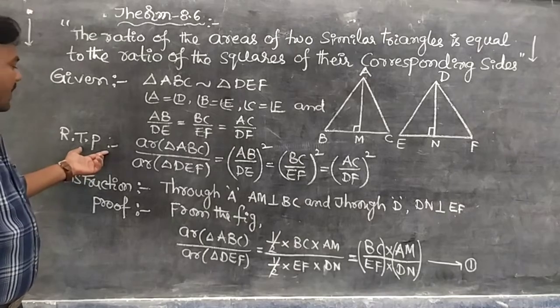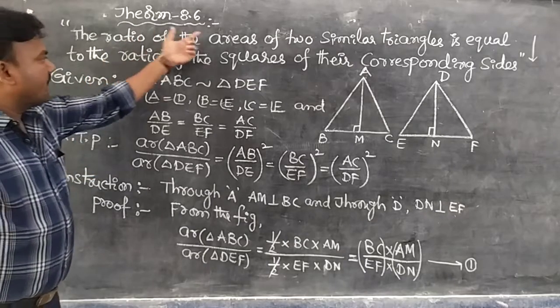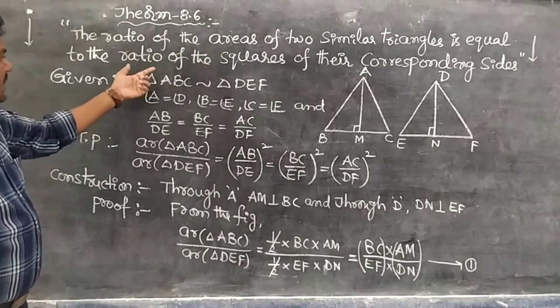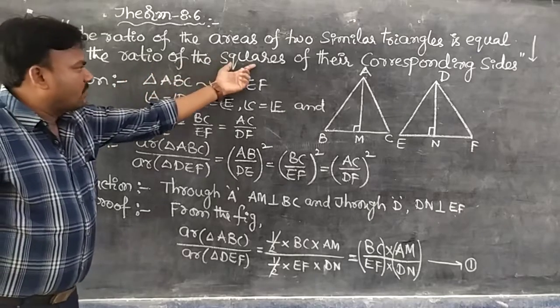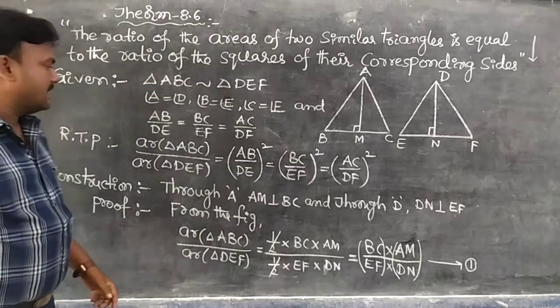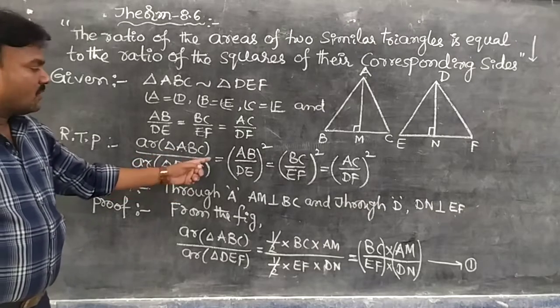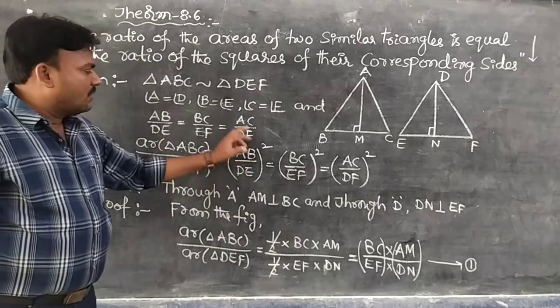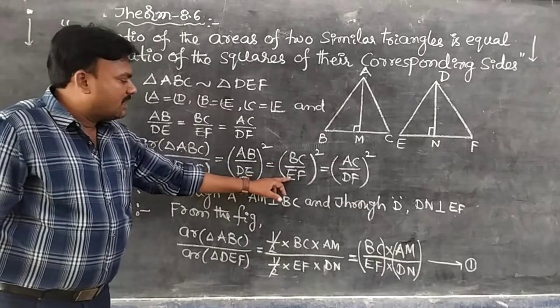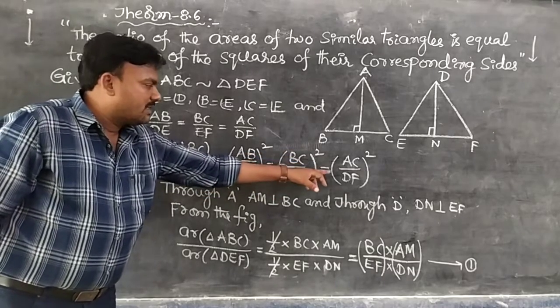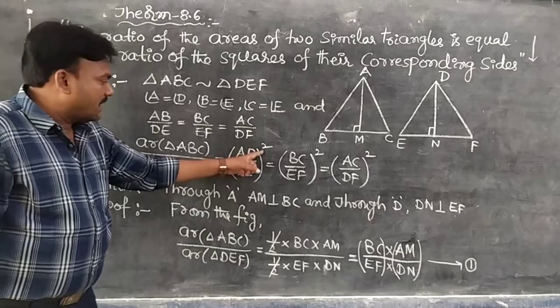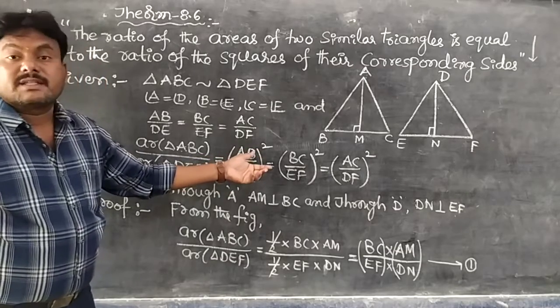Okay, and the RTP: what we have to prove here is that the ratio of areas of two similar triangles is equal to the ratio of the squares of their corresponding sides. That means area of triangle ABC by area of triangle DEF equals AB by DE whole square, equals BC by EF whole square, equals AC by DF whole square, the squares of the ratios of corresponding sides.